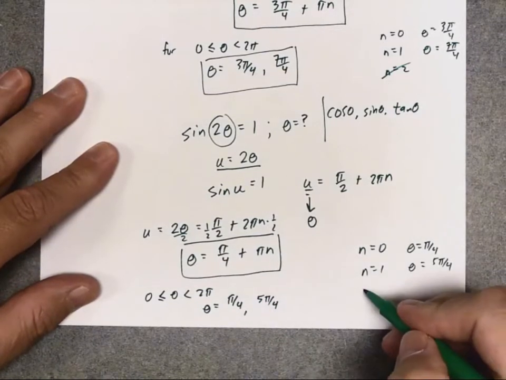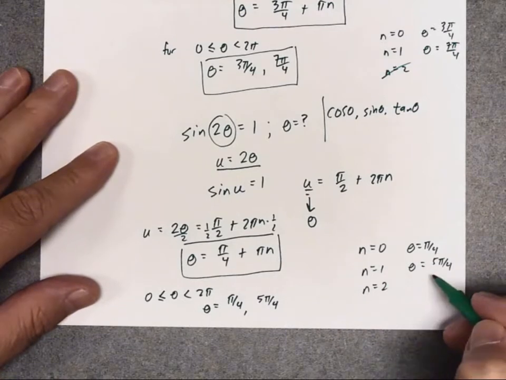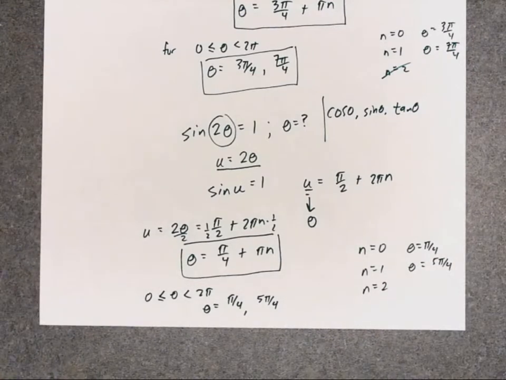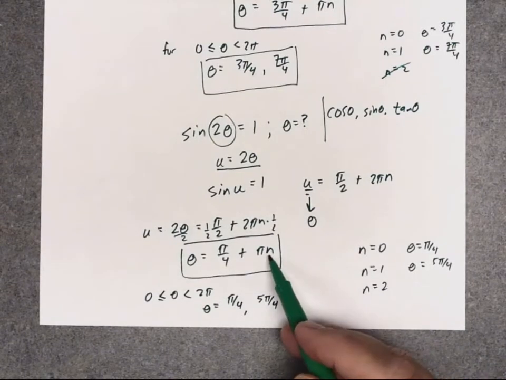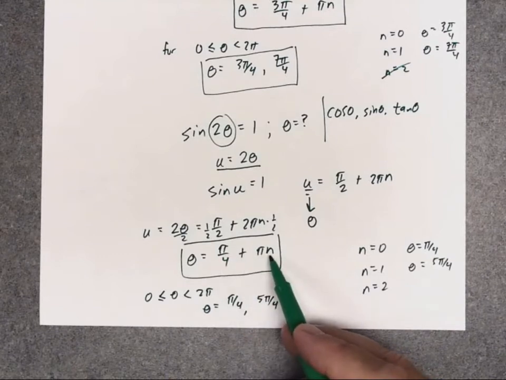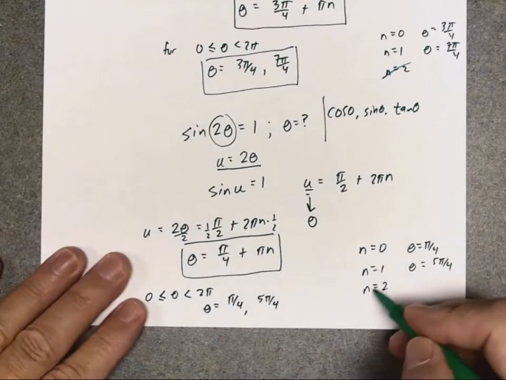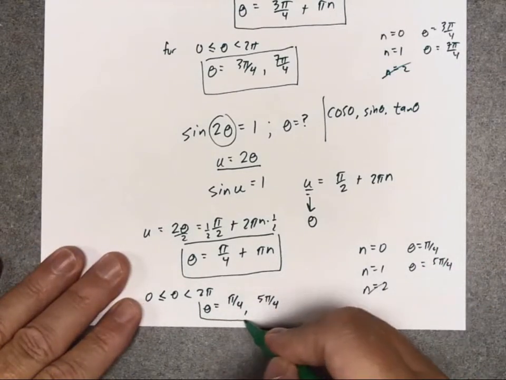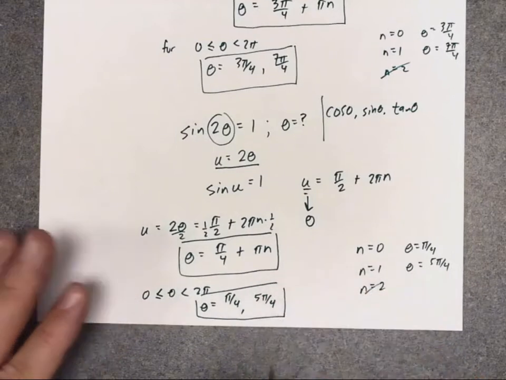So with problems like this, I keep bumping up my n until my angle is larger than 2 pi, and then I stop. So how about when n is 2? Well, once again, I plug in 2 for n. Pi over 4 plus 2 pi, obviously, it's going to be larger than 2 pi, so I stop. And then here are these two solutions.